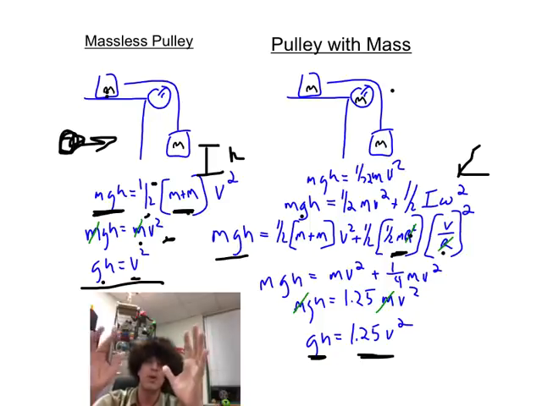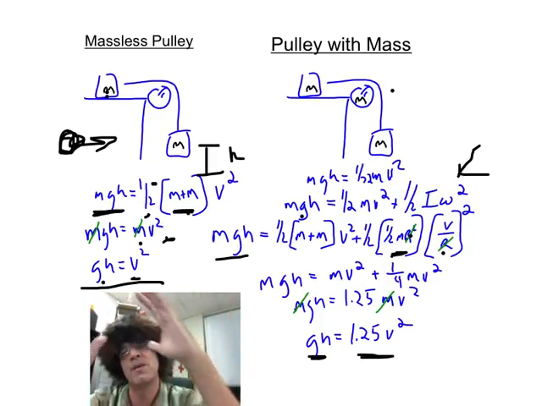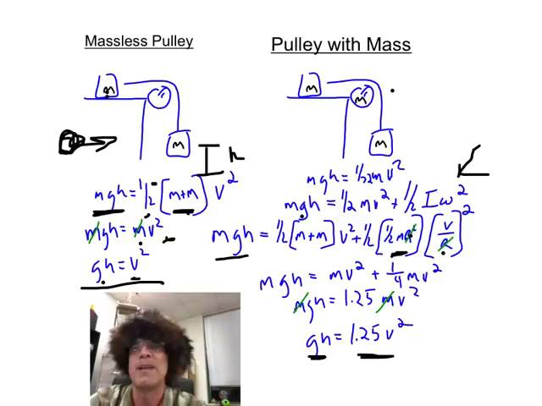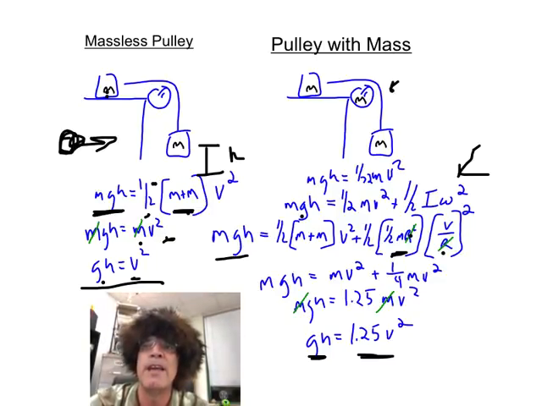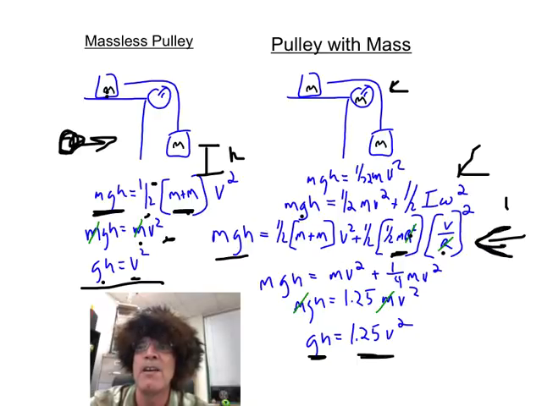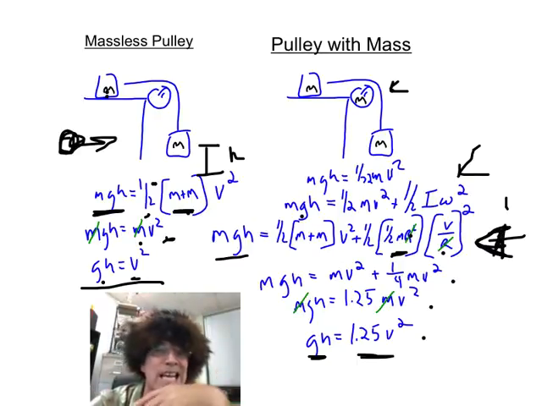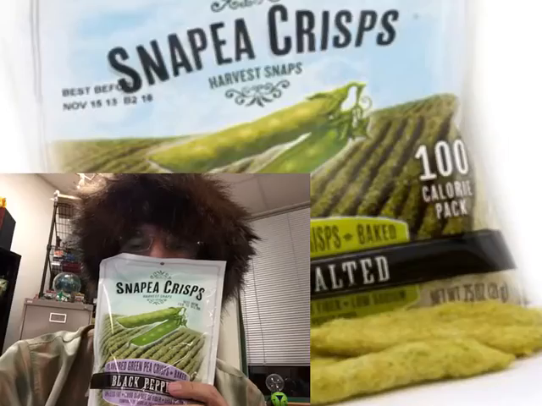So the fact that there's a pulley there makes the whole system move a little bit slower because some of the energy goes into spinning that pulley. But you can see this is a pretty complicated line here. But as I get farther down, all sorts of things cancel and it ends up being not too complicated.